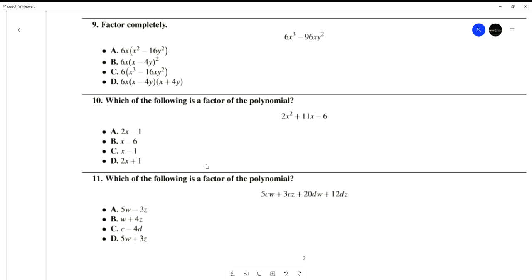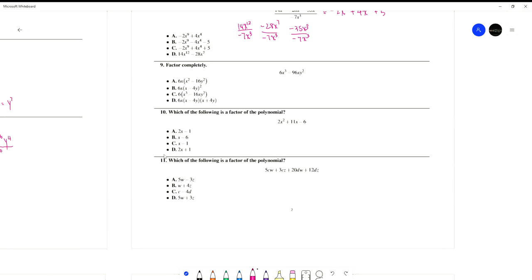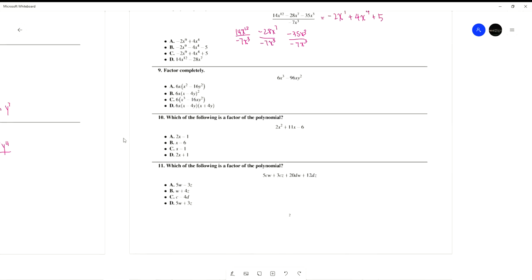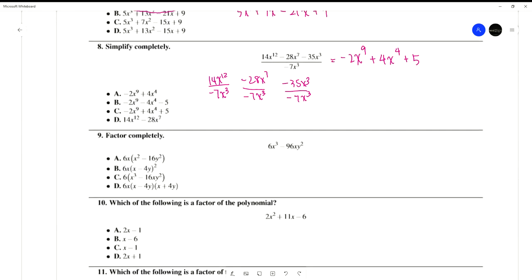Okay, so sorry, what's D? Oh yeah, I forgot to circle it, right? I forgot to circle the previous answer here. Let me do that real quick. Okay, so negative 2x to the 9th plus 4x to the 4th plus 5. That's C over here.